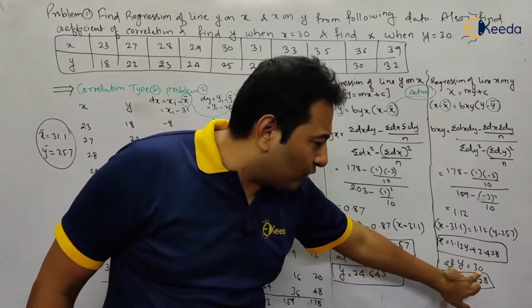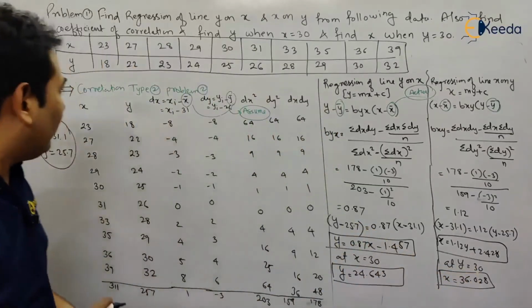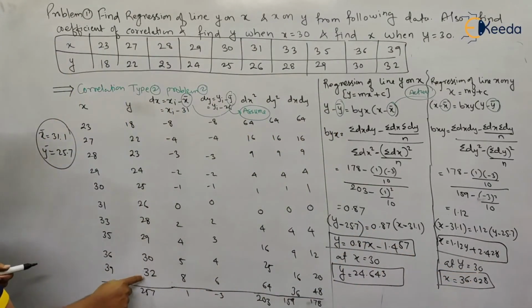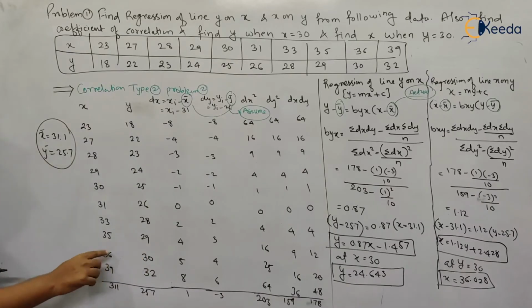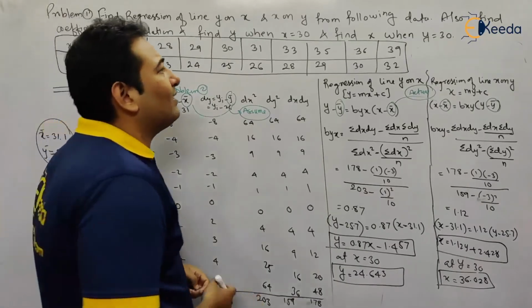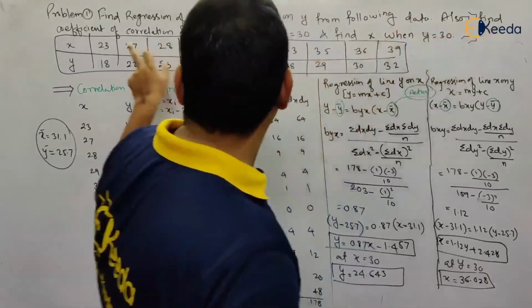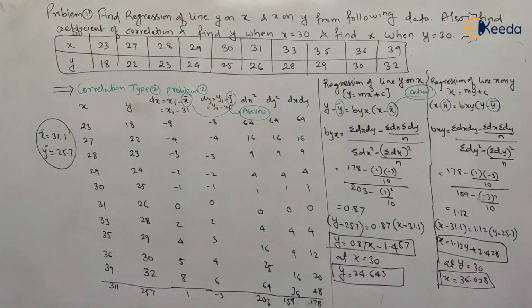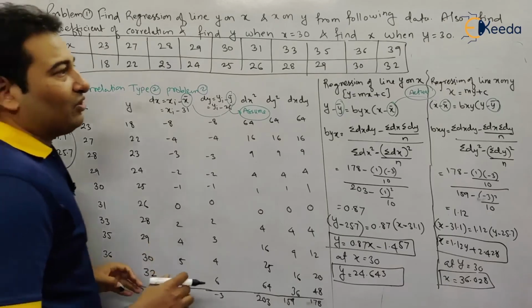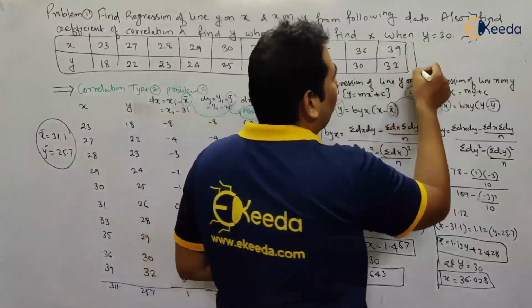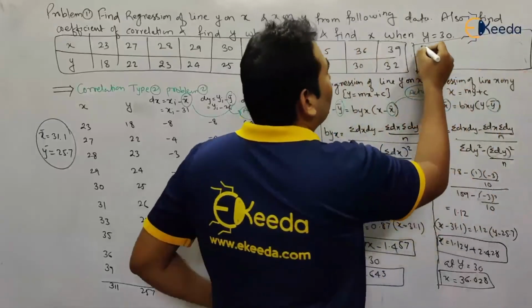At y is equal to 30, x is 36.028. See here, at y 30, x is 36 point something. So we are nearer to it. What is next to ask? Also find coefficient of correlation. So what is the formula for finding coefficient of correlation? We don't have much space, so we need to adjust somewhere. So let us adjust here. Please cooperate. See, what is the formula?